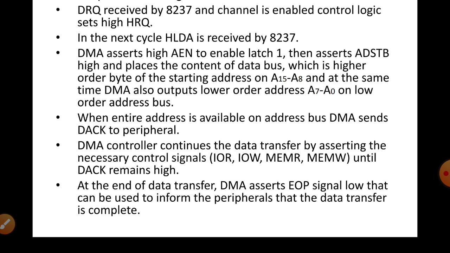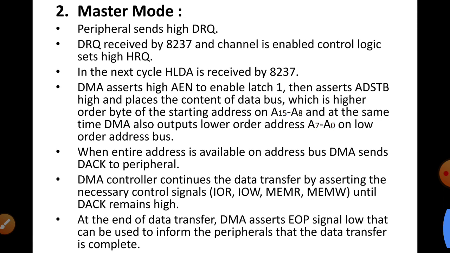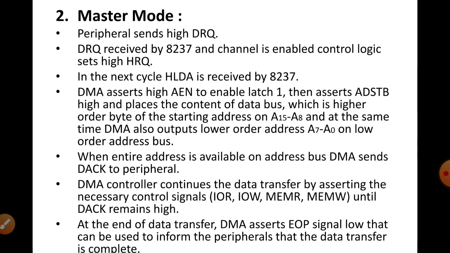This process goes on as long as the DAC signal remains high. Once all the data has been transferred from the source to the destination, the DAC signal goes low. At the end of the data transfer, DMA asserts the end of operation signal low, which is used to inform the peripheral that the data transfer is complete. How does it come to know? We know that we have used two registers for each channel, and any channel can be used to transfer 64 kilobytes of data. Every channel has two registers: one is the starting address register, and the second is the count register.